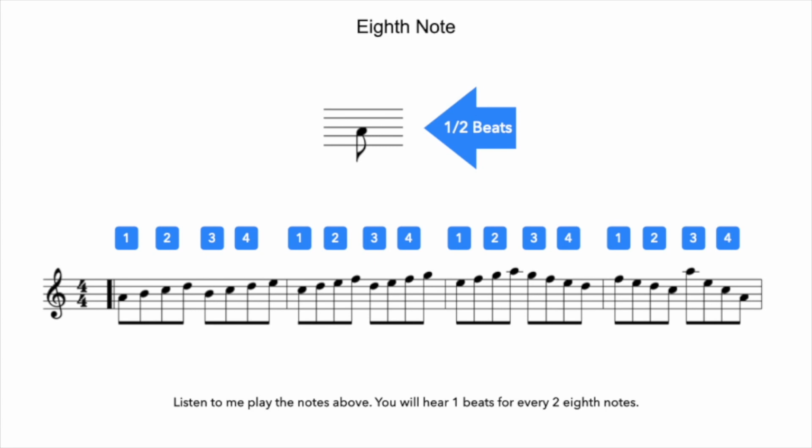This is what an eighth note looks like. It's a filled-in head with a stem and a flag on the end. The little thing that comes out the end of these notes is called a flag because, well, it looks a little bit like a flag.